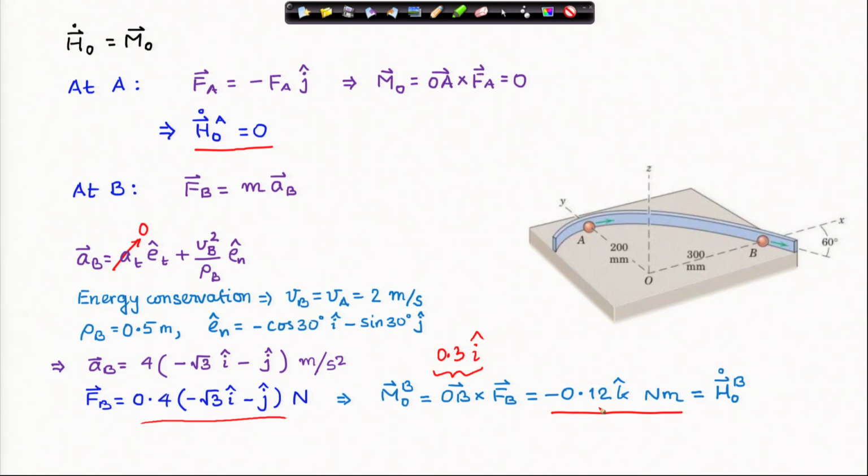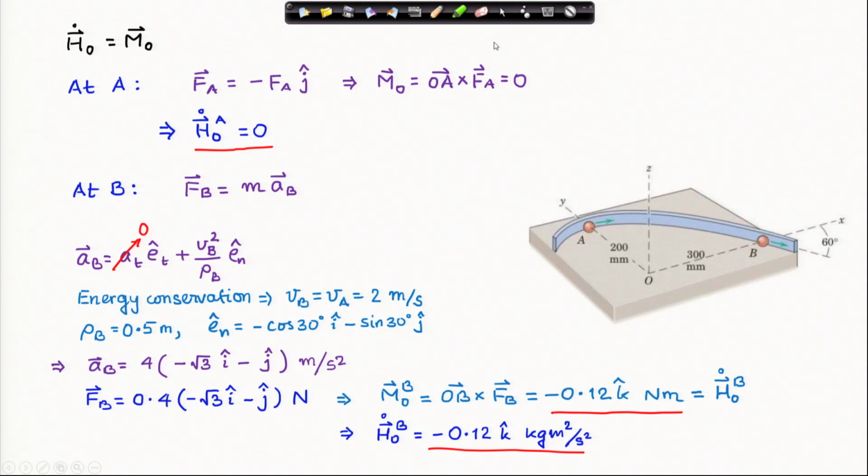This is moment, and this must be equal to rate of change of angular momentum about O of the particle at B. Therefore, H dot about O at the location B is minus 0.12 k cap kg meter square per second square.